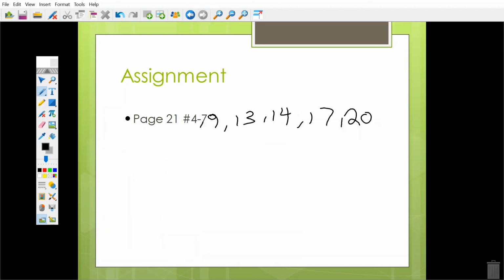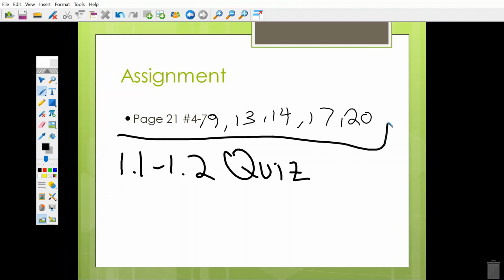That brings us to the end of today's assignment. Your questions are on page 21, 4 to 7, 9, 13, 14, 17, and 20. You will have a quiz on 1.1 and 1.2 to do today as well. So I'd like you to finish the assignment, and then attempt the quiz on Microsoft Teams.